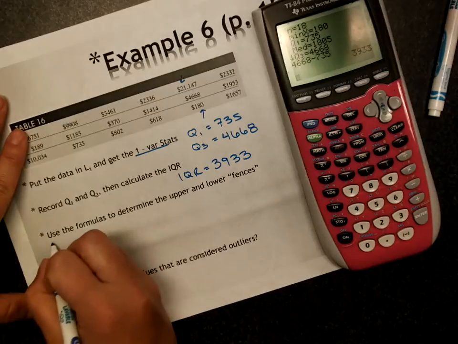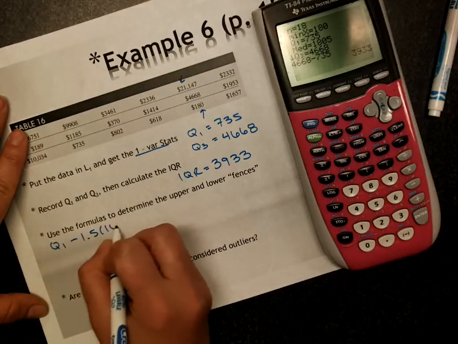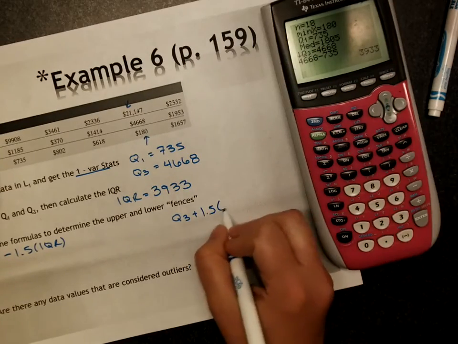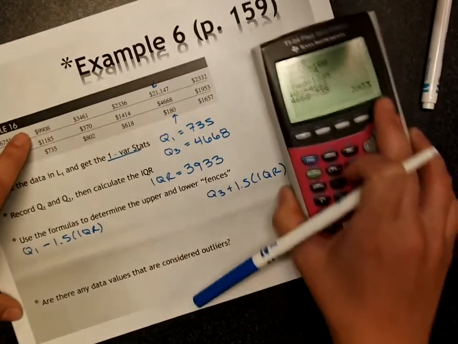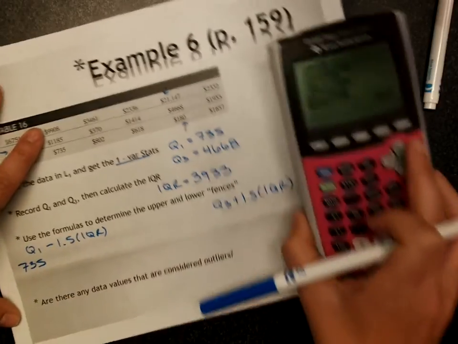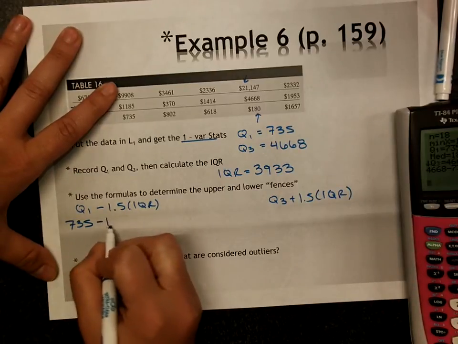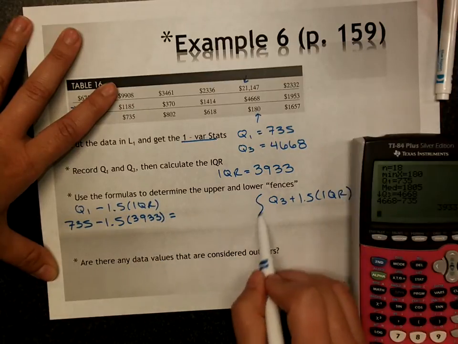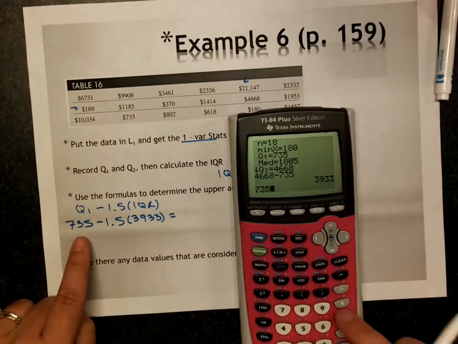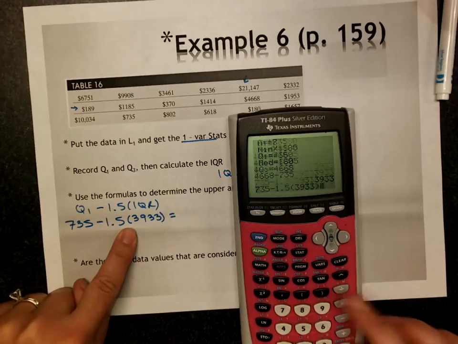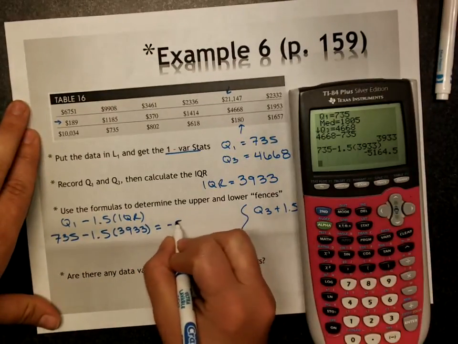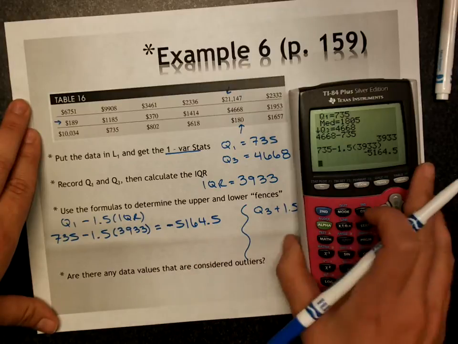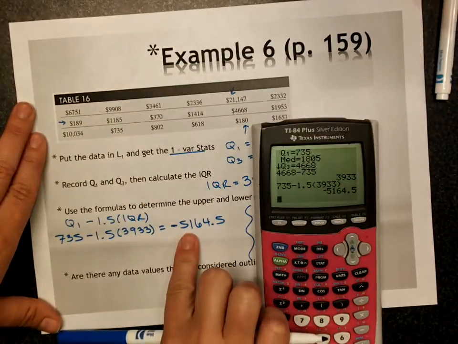Now we're going to use the formulas. Q1 minus 1.5 times the IQR and Q3 plus 1.5 times the IQR. So Q1, 735 minus 1.5 times 3933. Your calculator will be able to use the order of operations and calculate this all at the same time. 735 minus 1.5 times 3933 gives you a big negative number. Sometimes this will work out to be negative 5164.5. This says that any value in our table less than this is an outlier.